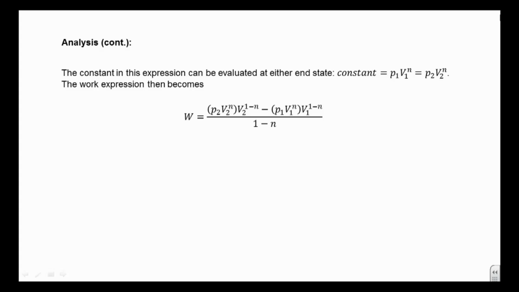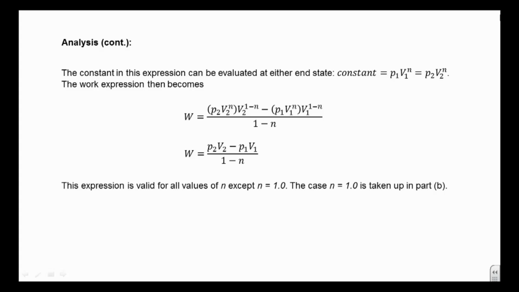Substituting the expression for the constant into the expression we developed for the work yields the expression shown below, which simplifies to W is equal to P2 V2 minus P1 V1 divided by 1 minus n. As mentioned earlier, this expression is valid for all values of n except for n is equal to 1. The case of n is equal to 1 will be discussed later for the solution of part B.